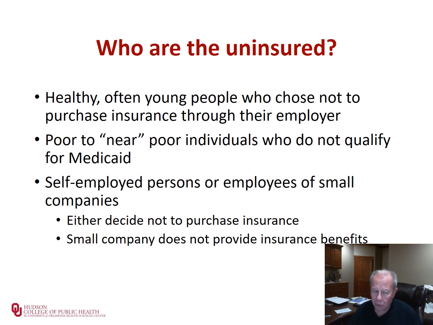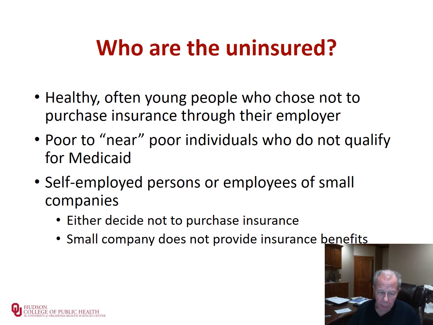Then there's this large group that are poor to near poor individuals. They don't qualify for Medicaid. They may be at 140% of the federal poverty limit, so they don't qualify for Medicaid programs, and yet they're poor. They can't afford to go out and buy health insurance on the open market.